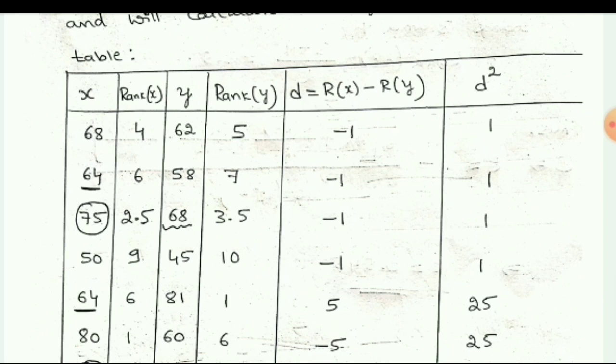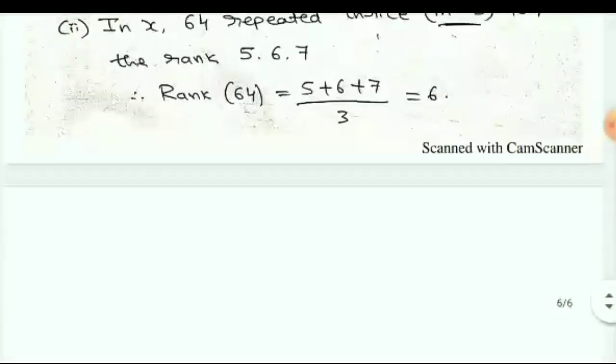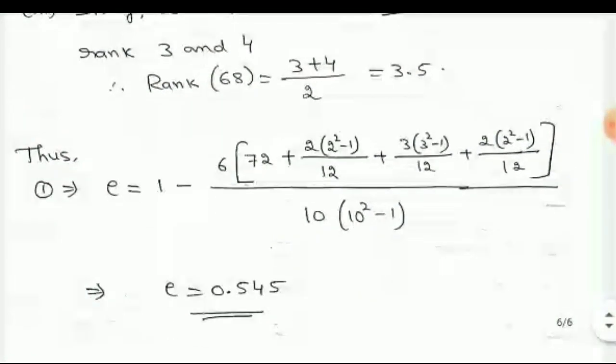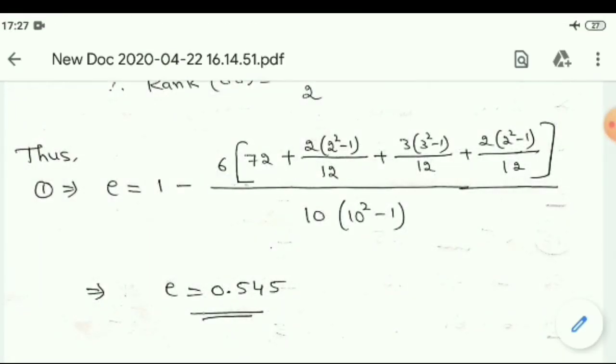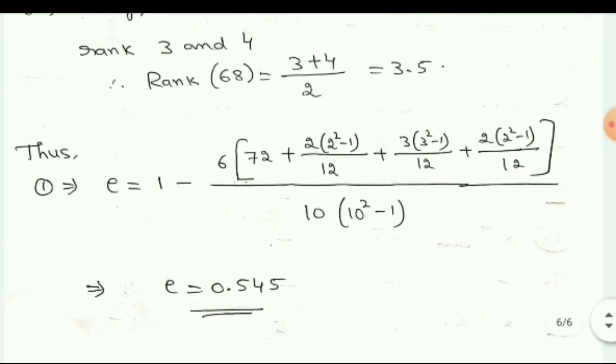Okay. So first one. Rank of x is 4, rank of y is 5. So 4 minus 5 is minus 1. Take the square, minus 1 square is 1. Similarly, second one, 6 minus 7 is minus 1, square is 1. Similarly, do for other values. Take the summation of d square, 72. So take the first formula. So 1 minus 6 into summation d square, which is 72, plus m in the first case I told 2. Second case m is 3, third case m is 2. Substitute the values. Anyhow n is 10 and the final answer is 0.545.